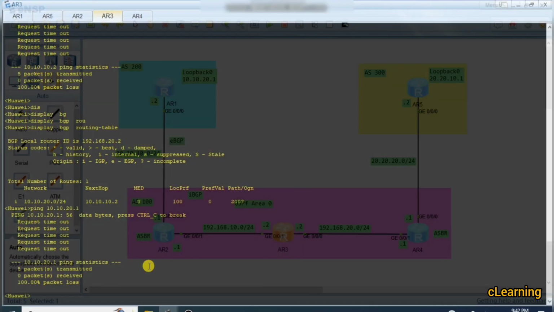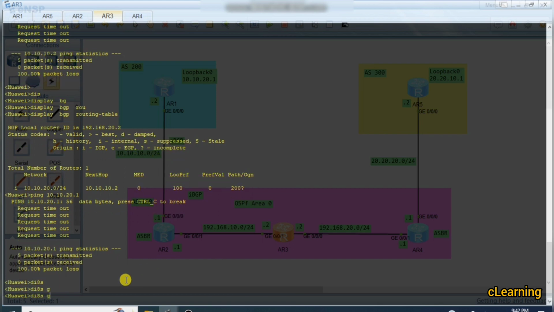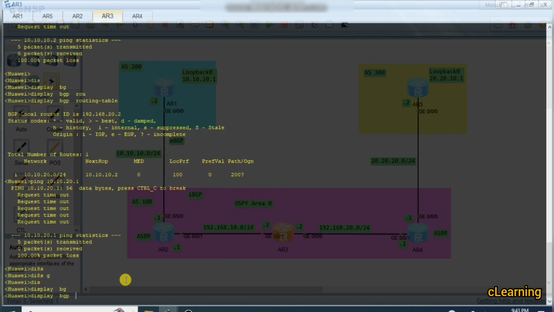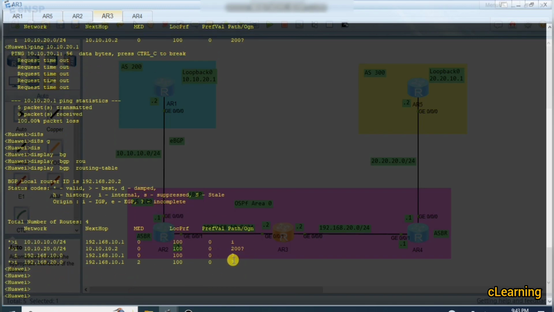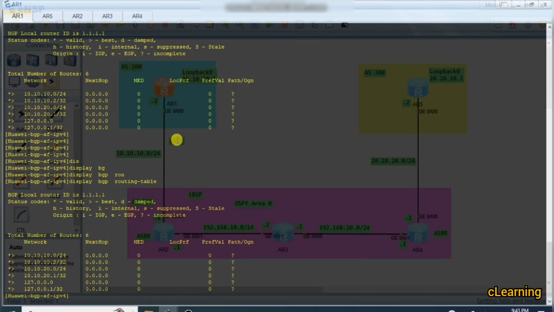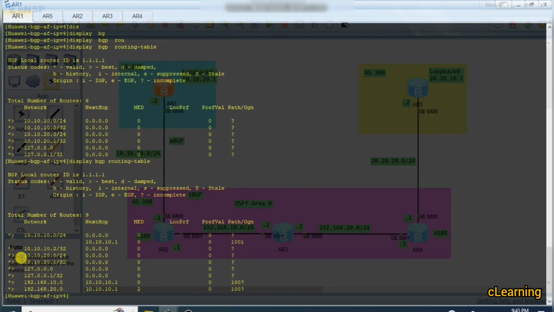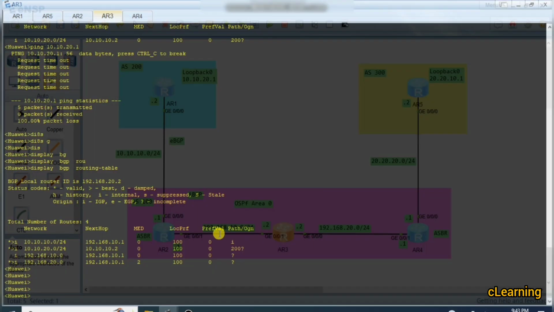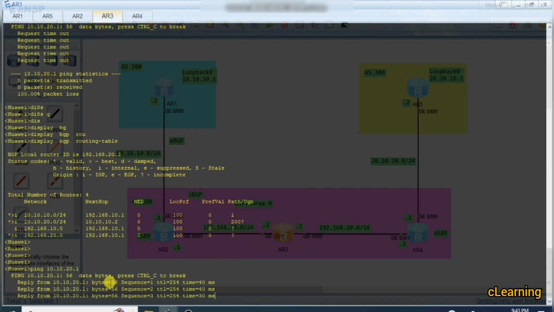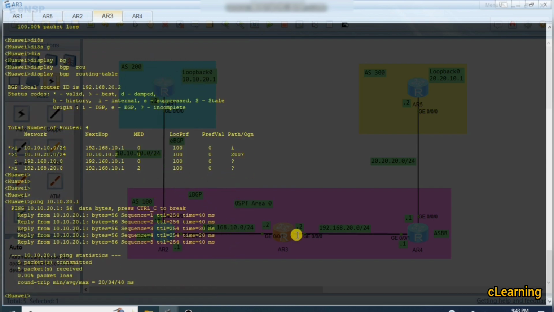Now you go here and also write display BGP routing table. Now you can see all routes exist here, 10.1. Now we go here, let's see whether any route exists or not. Now you can see all routes exist here, 10.2, 10.20.2, and the others are 192.168, all these routes, and the 20.0 route exists. So now they would be reachable to each other. Now you can see this autonomous system loopback exists through this.